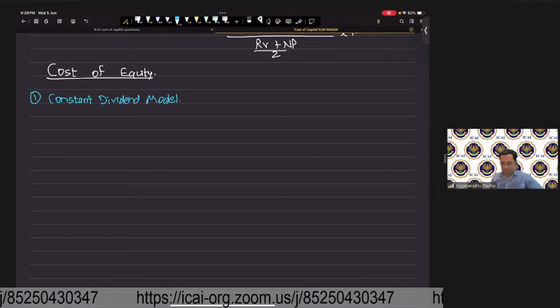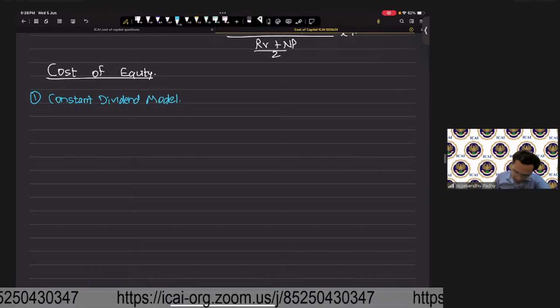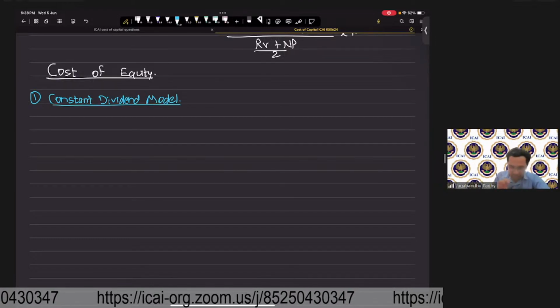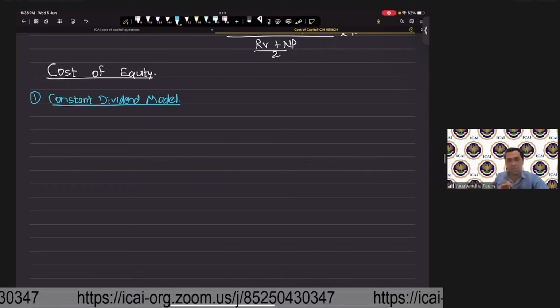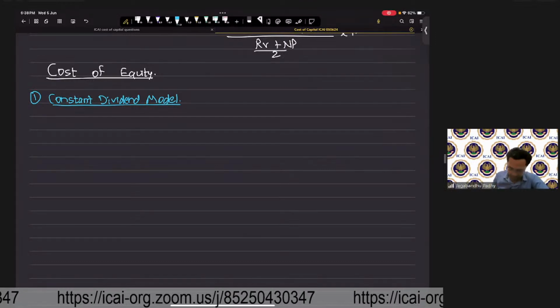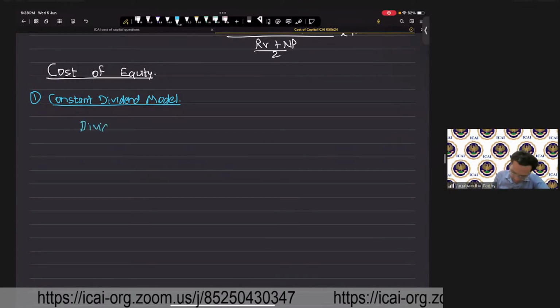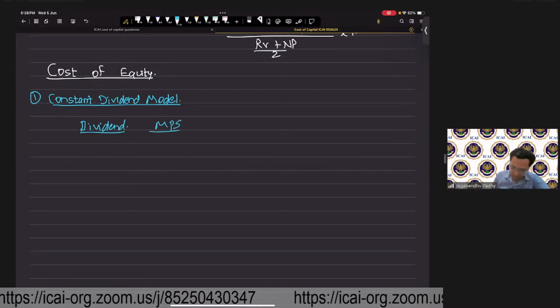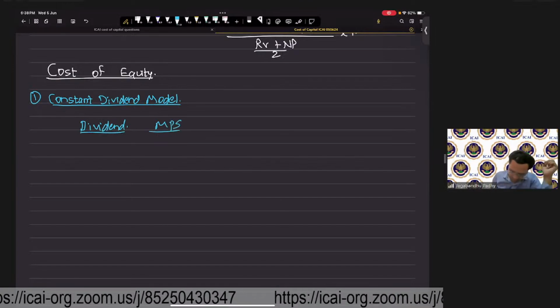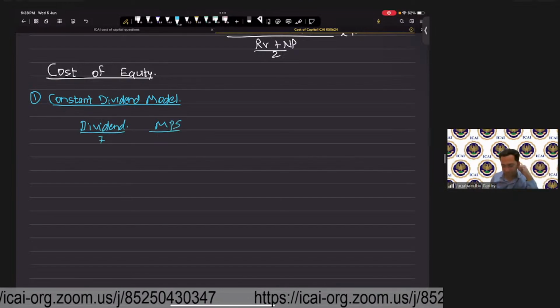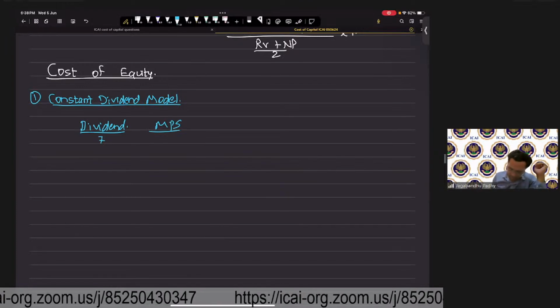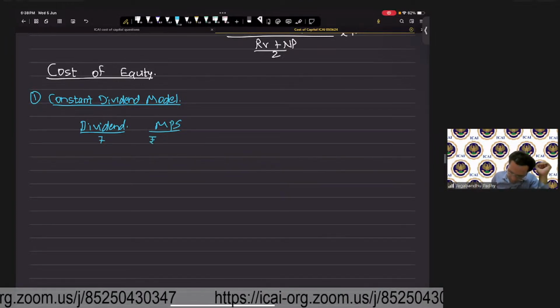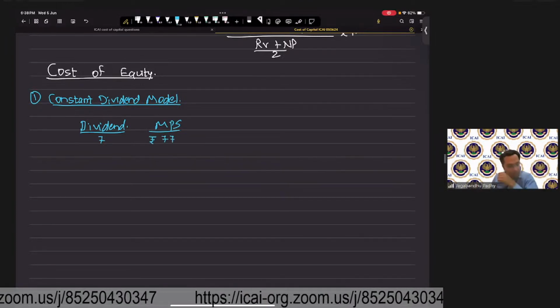So, the first approach is the constant dividend model. Let me see how many of you can guess it easily. The company observes a certain pattern in its share price and the amount of dividend. Okay, let's have a look at it. So we've got dividend and we've got the market price of it. When the company declared a dividend of 7 rupees per share, then the market price was 77.